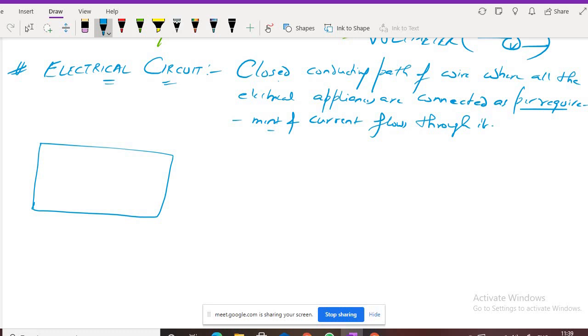For example, I want to glow a bulb. Then what to do? I will use a battery, my dear. I will take a battery and I will take a switch.